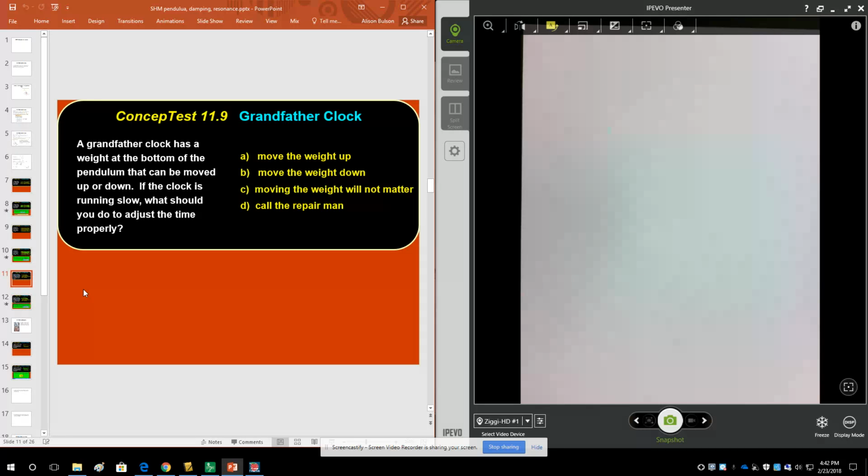This is one that I have a question about. A grandfather clock has a weight at the bottom of the pendulum that can be moved up or down. If the clock is running slow, what should you do to adjust the time properly?